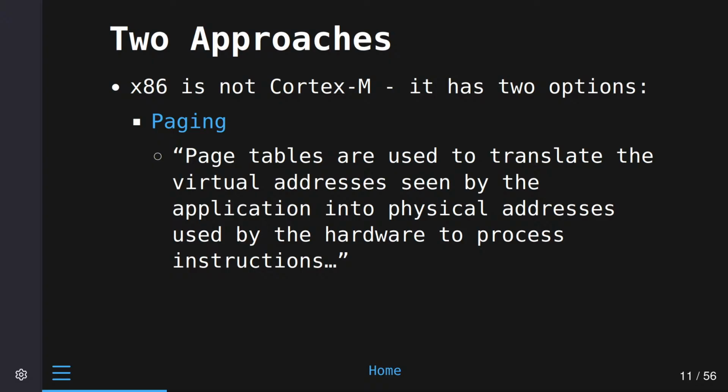Here is a description from some website. This is either OS Dev or Wikipedia. I have no idea which one. Okay, this one's Wikipedia. Page tables are used to translate the virtual addresses seen by the application. I would not say seen by the application, right? I would say software visible. These are software visible memory locations. Whenever I print out in hexadecimal the location of something in memory, I am getting back a virtual address because I am acting as software at that time. So from the level of my visibility, I am seeing a software visible numerical address.